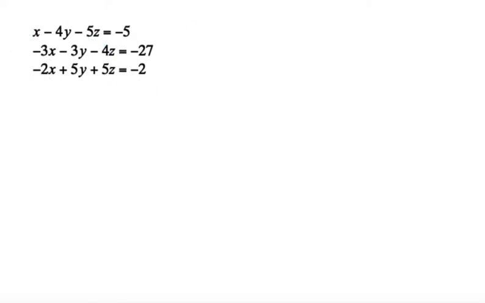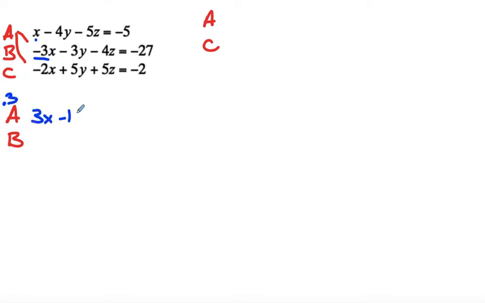All right, so if we're going to eliminate x's, I'm going to label my equations a, b, and c. I'm going to combine a with each of them because it's going to be easiest to multiply a by things to get the other values. So I'm going to do a and b and a and c. Now in order to get the same value but opposites, this is a negative 3, so I'm going to have to multiply a by a positive 3 here, giving me 3x minus 12y minus 15z equals negative 15. B is going to stay the same.